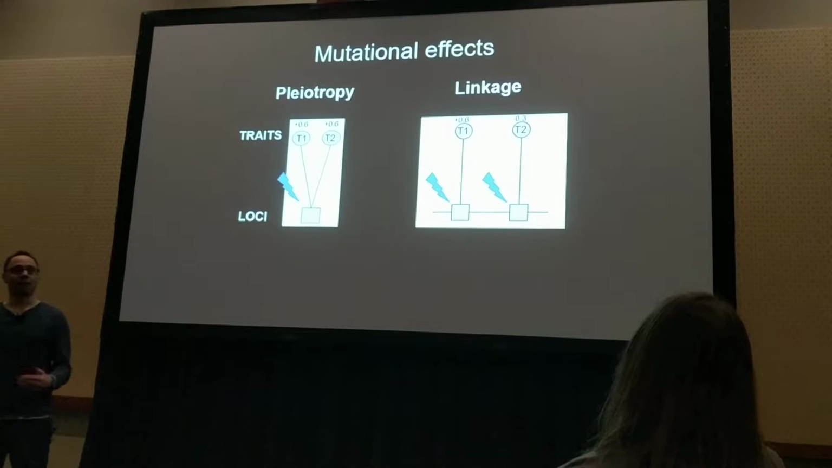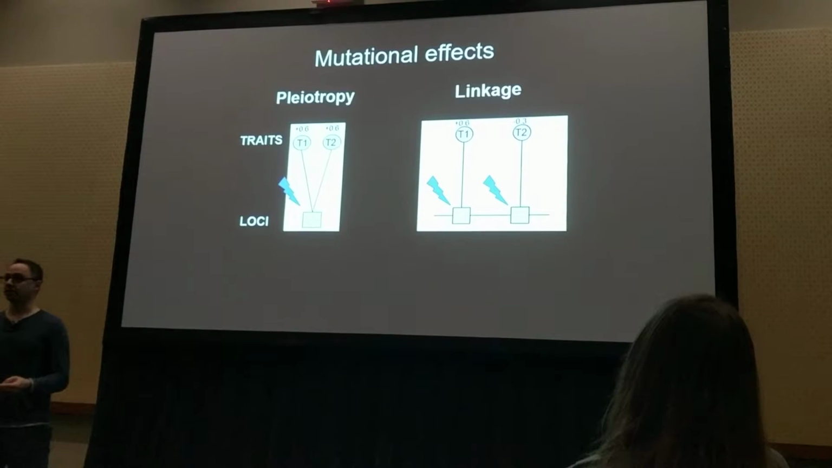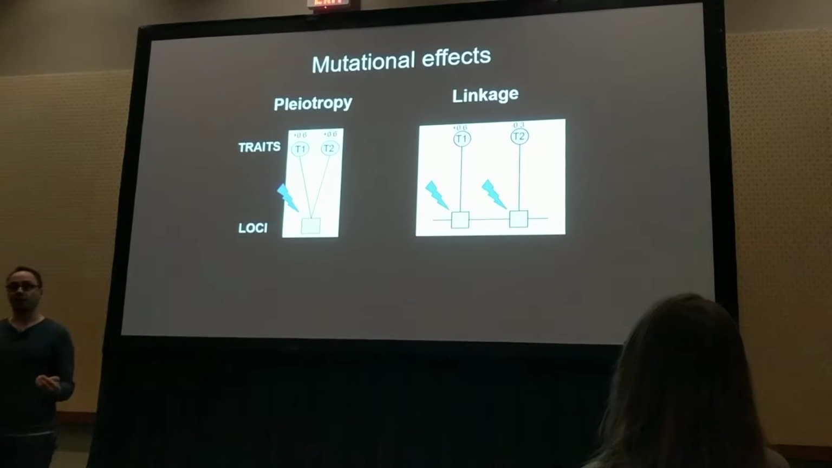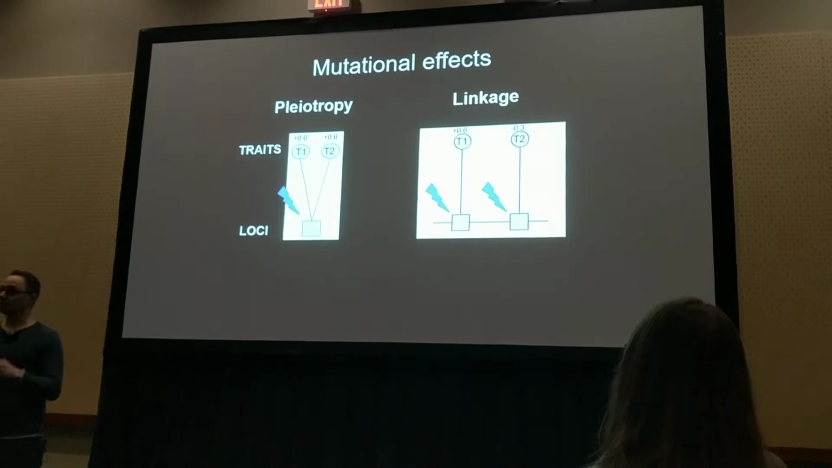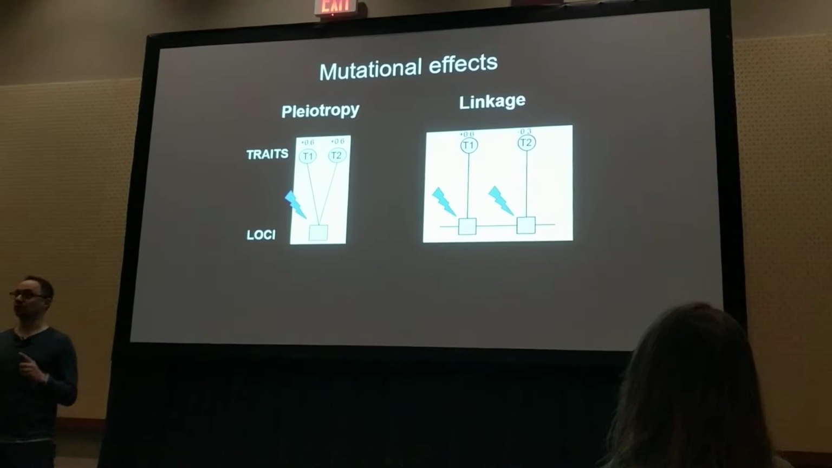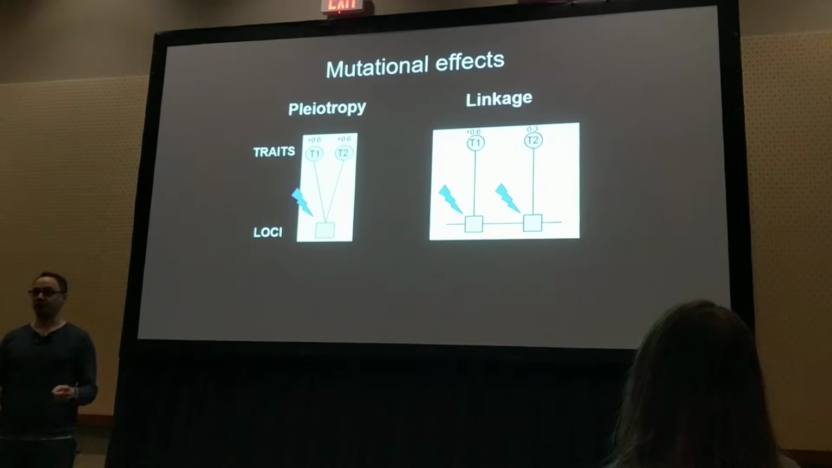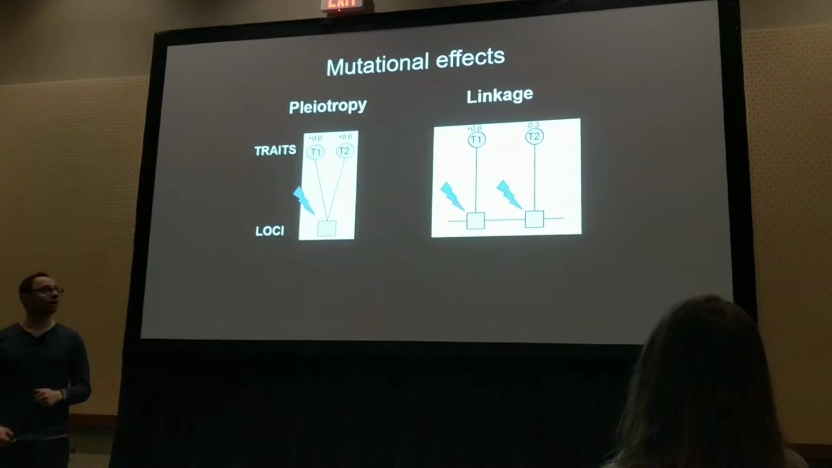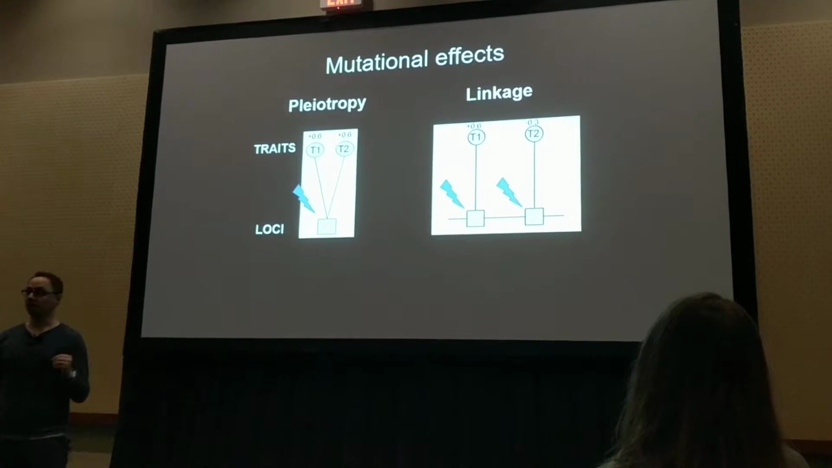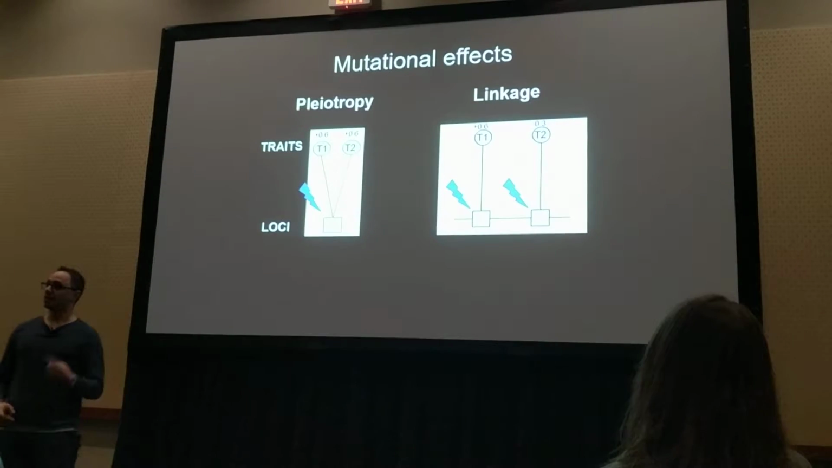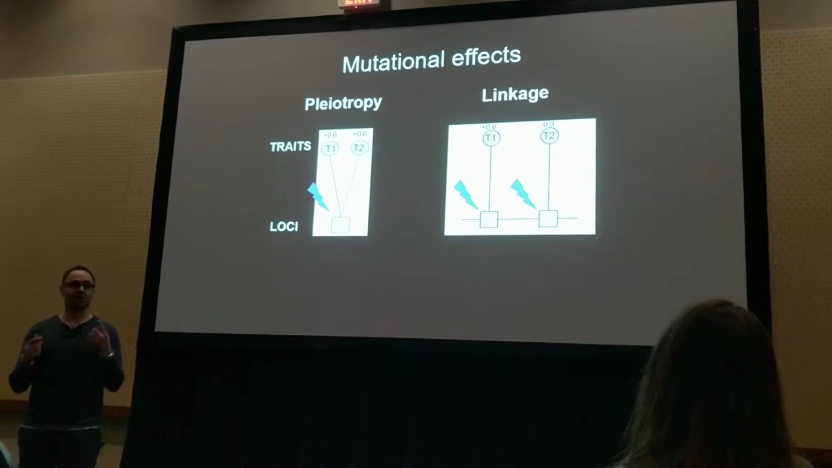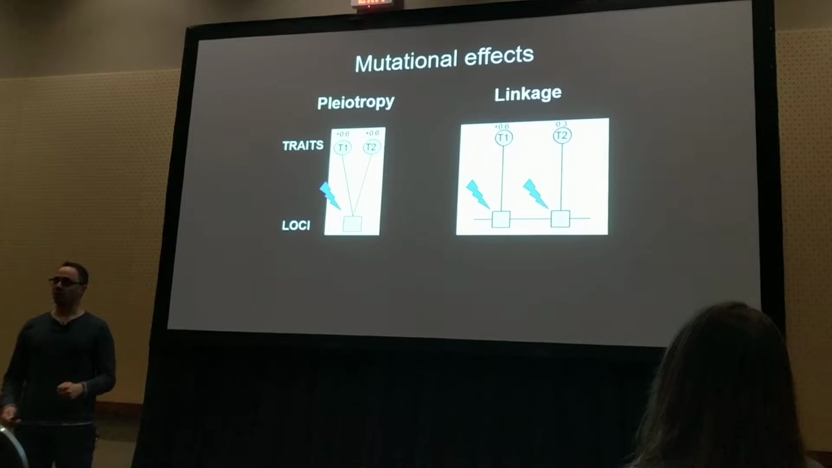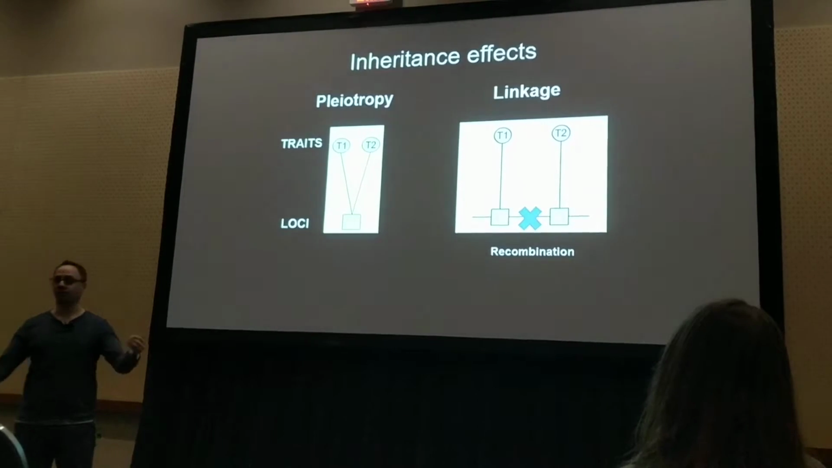Now, how do they differ? Well, they differ in two main ways. One is in how they accumulate mutations. So when we talk about a pleiotropic locus, any mutation of that pleiotropic locus can have simultaneous effects on two traits or multiple traits. And those can be correlated or uncorrelated, but when you have mutations in linked loci, it requires two mutations to have effects on two traits.